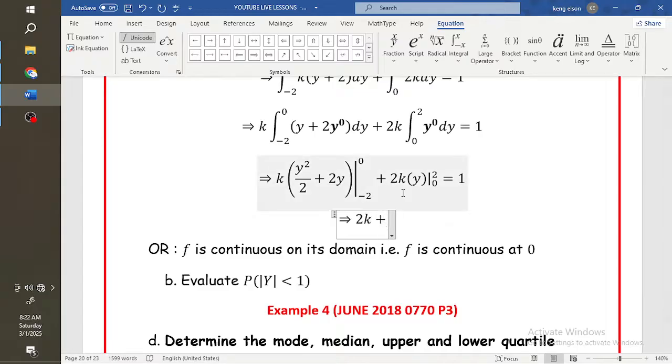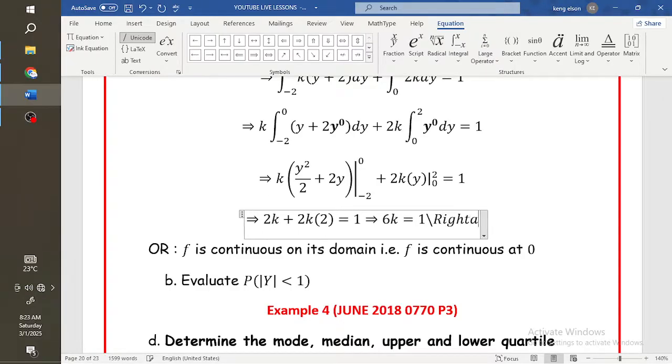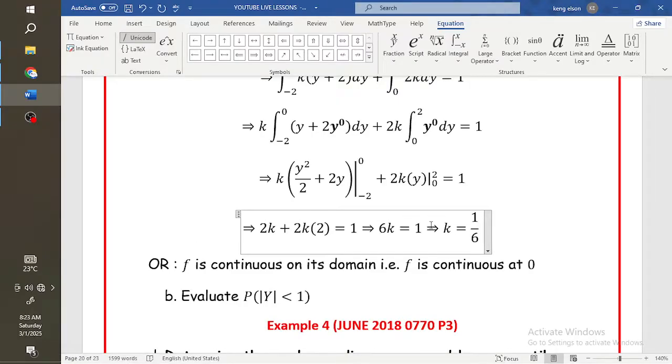Now plus 2k outside. If I put in 2, I get 2. If I put in 0, I get 0. So it's just 2. Then we equate everything to 1. So at the end of the day, you realize that we are going to have what? 2k plus 4k is equal to 6k. So 6k is equal to 1. Therefore, what is the value of k? k is equal to 1 over 6 as required.